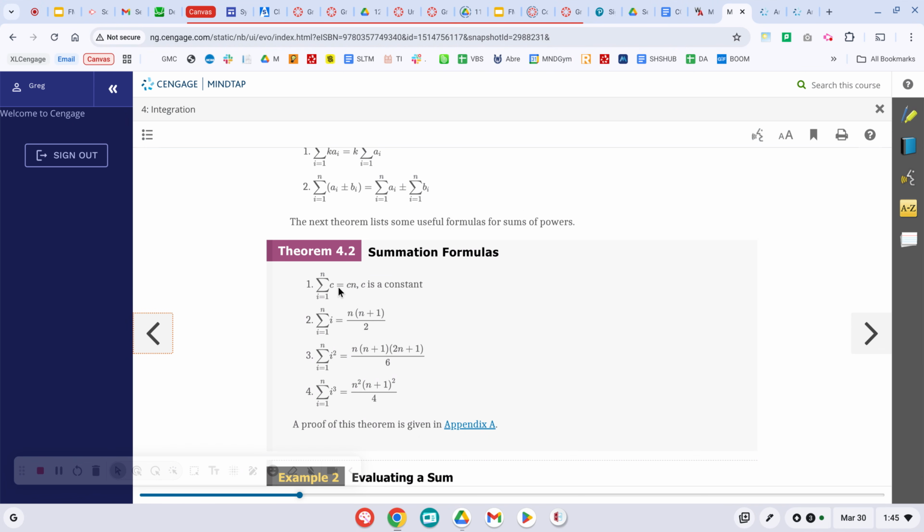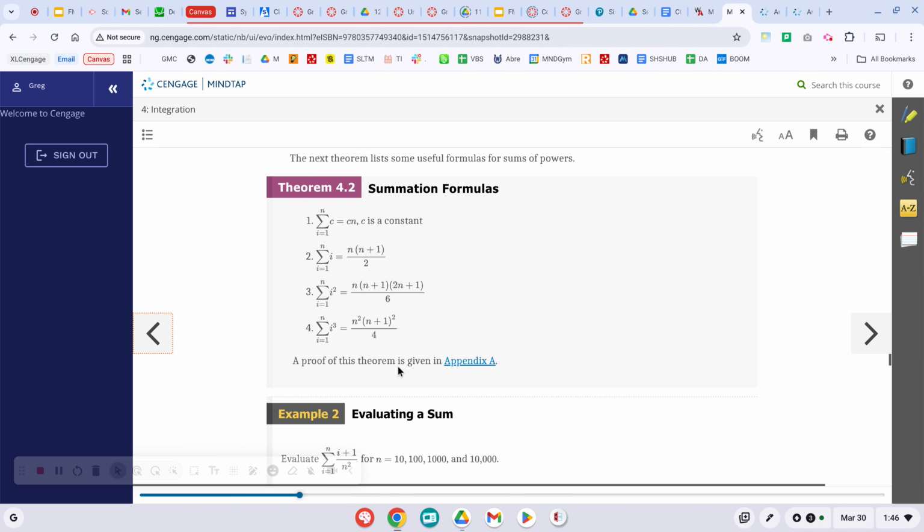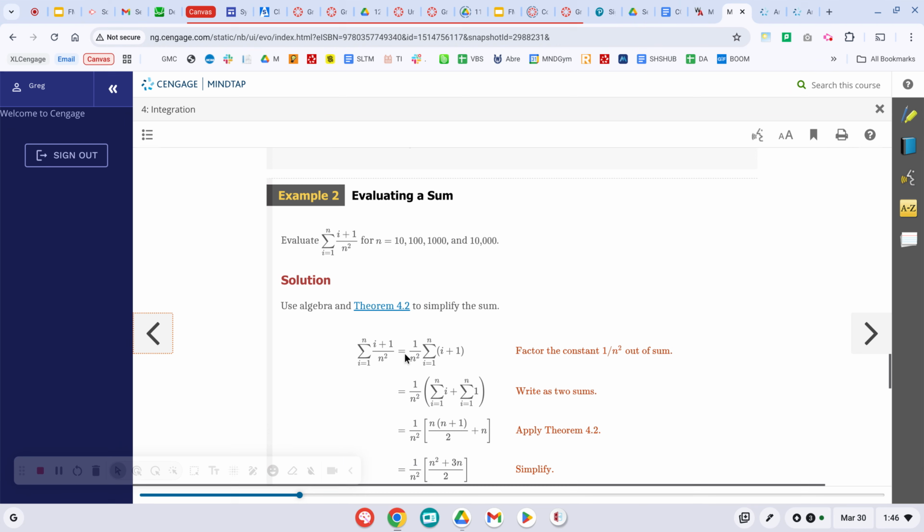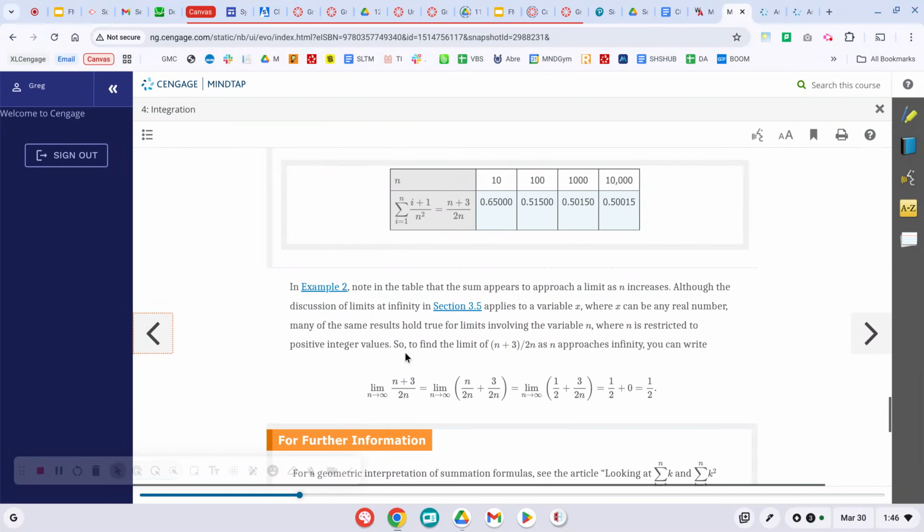So this is just the constant, factor it out and multiply it. This is what Gauss figured out. Remember when Gauss punked his teacher? If you had me for Algebra 2, that was on your Unit 9 test, I think. This is the sum of an i, this is when we have i squared, and this is when we have i cubed. These are the only 4 that you might need to memorize.